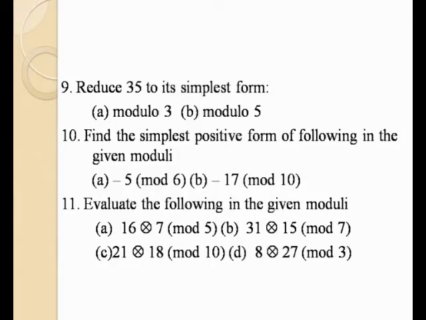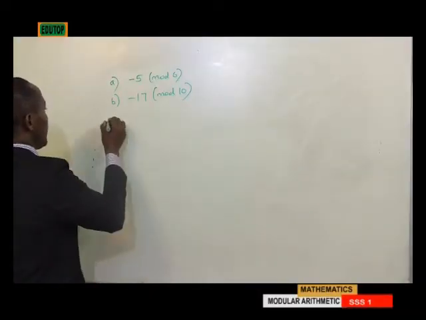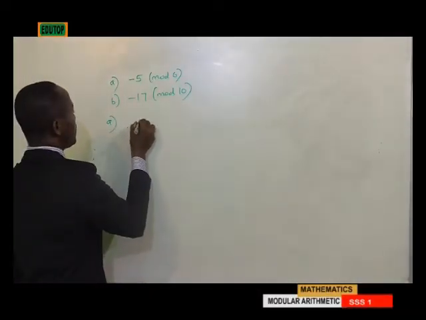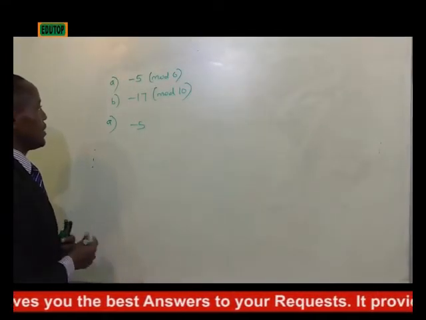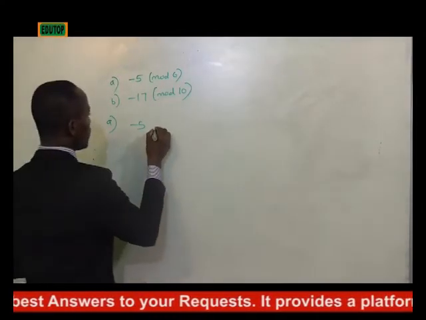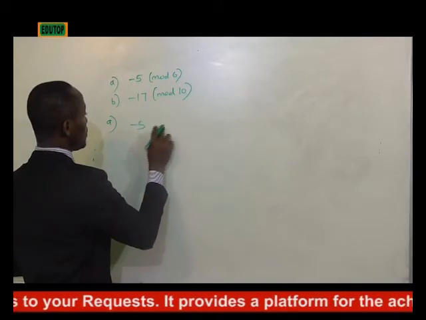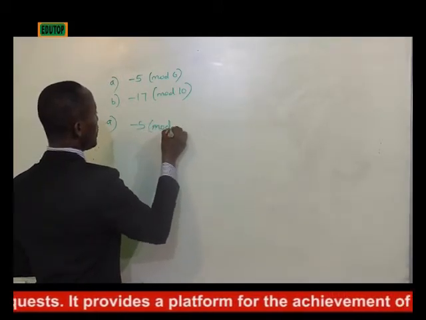Number 10. Find the simplest positive form of the following in a given modulo. We have A, that's minus 5 modulo 6. We have to find the simplest positive form of this. And then we have B, which is minus 17 modulo 10. For this A, we have to solve minus 5. Now, it's just like the subtraction we did the other time. That will be equal to, that's modulo 6. What we are working in is modulo 6.